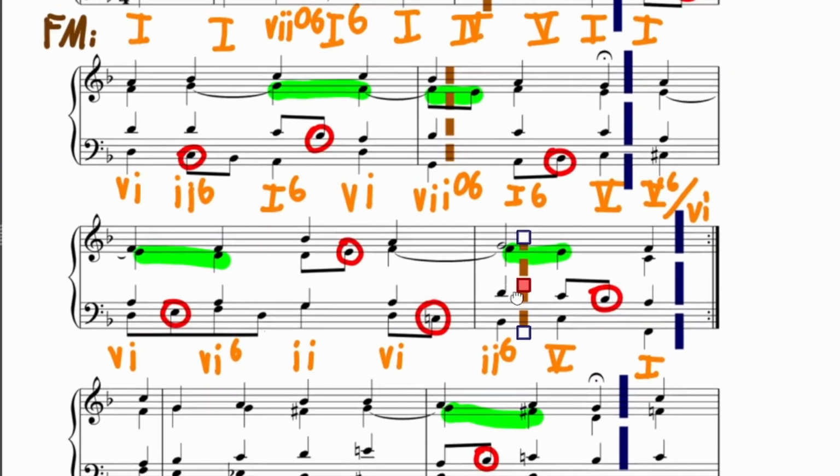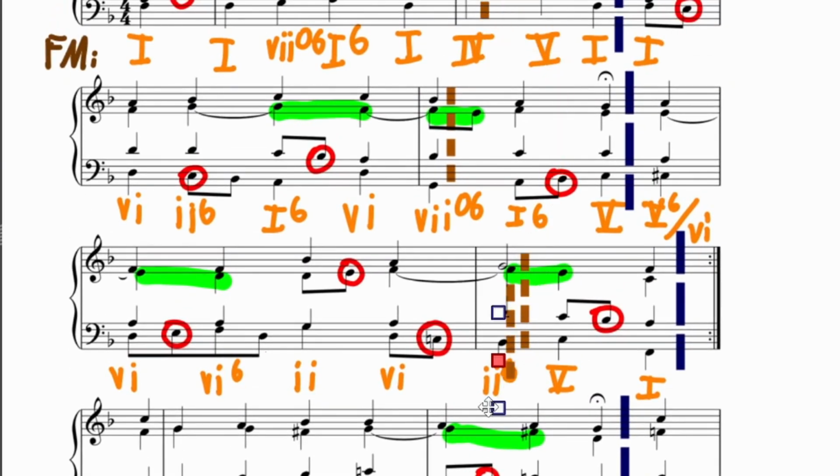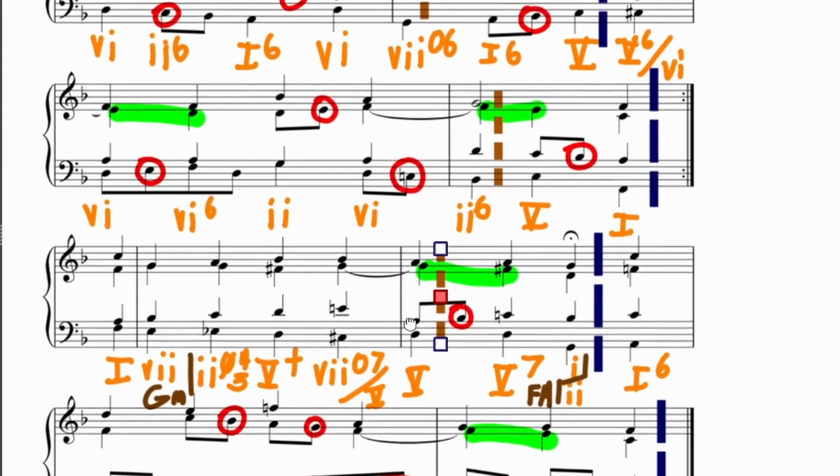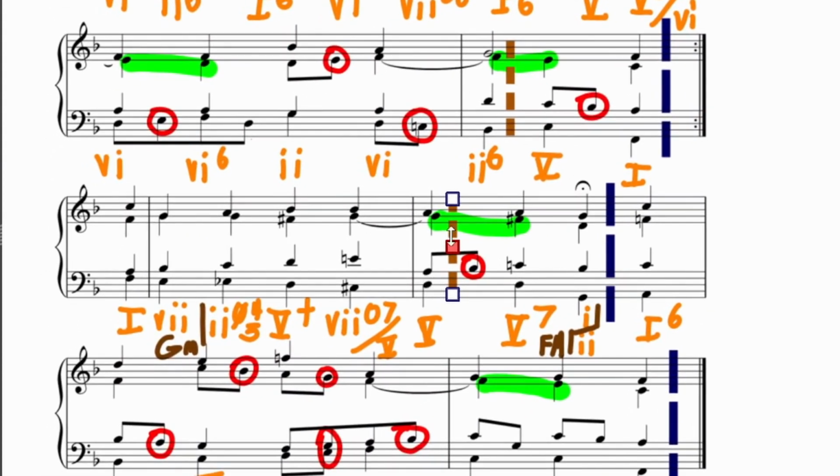Now, I pasted it up there. Alright, so then one here. And then there's one more in this last phrase. Now this last phrase is quite different.